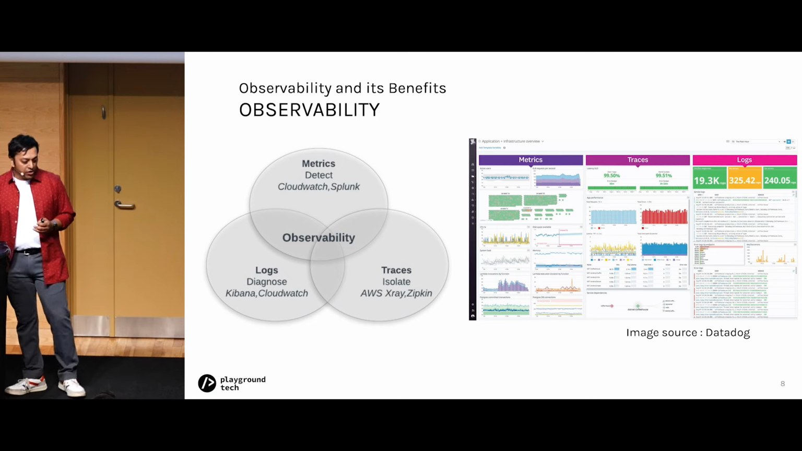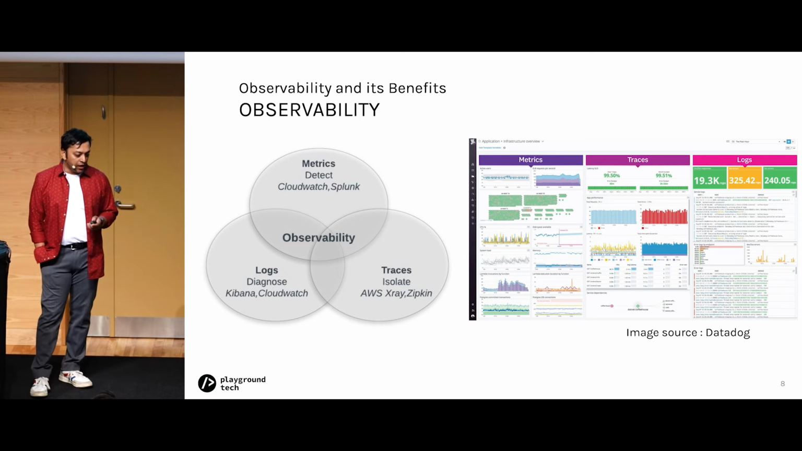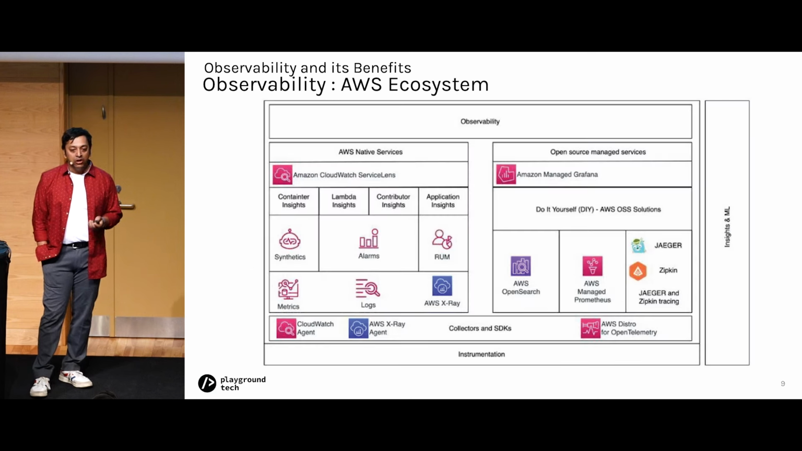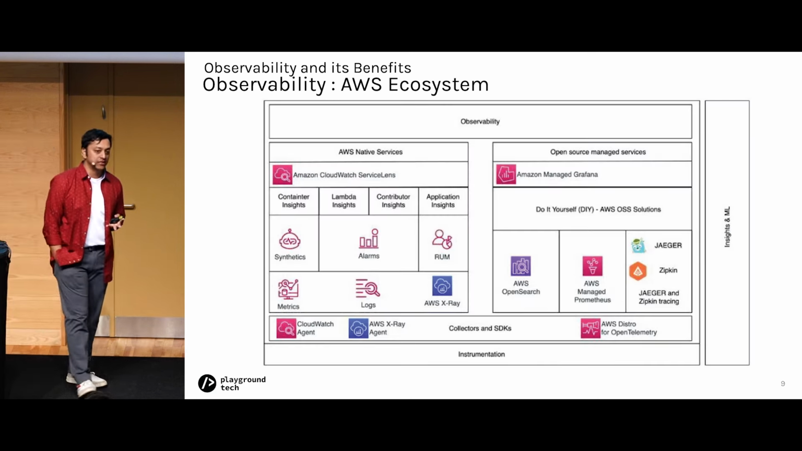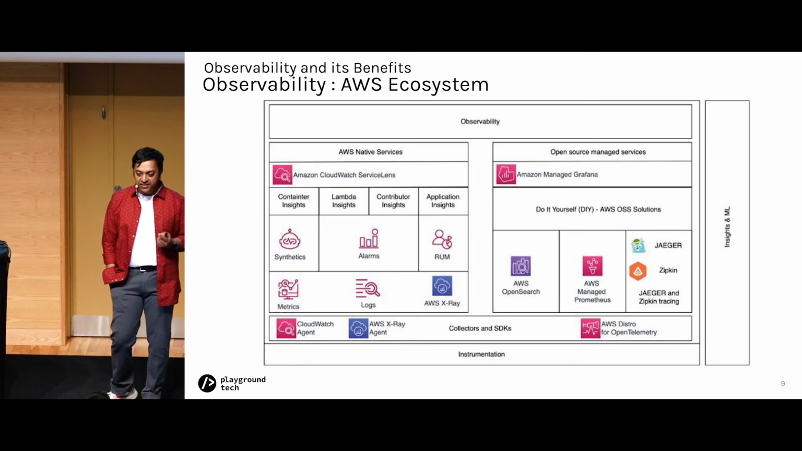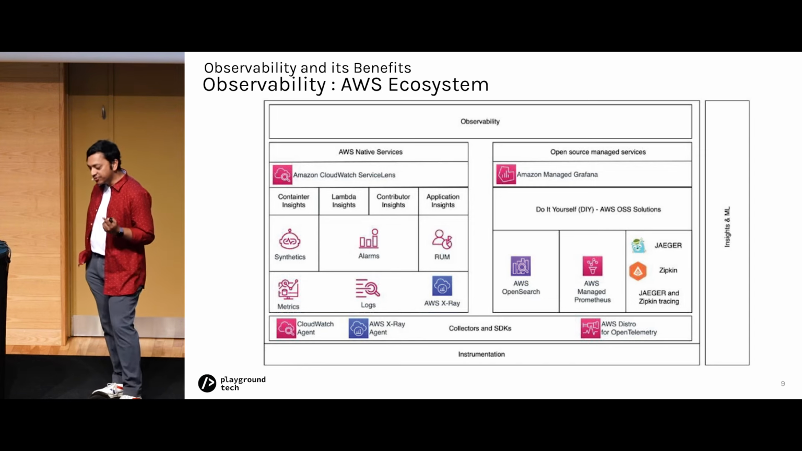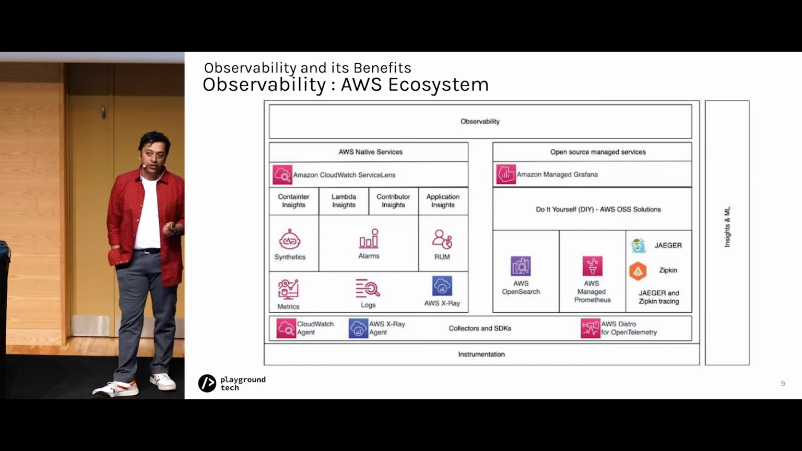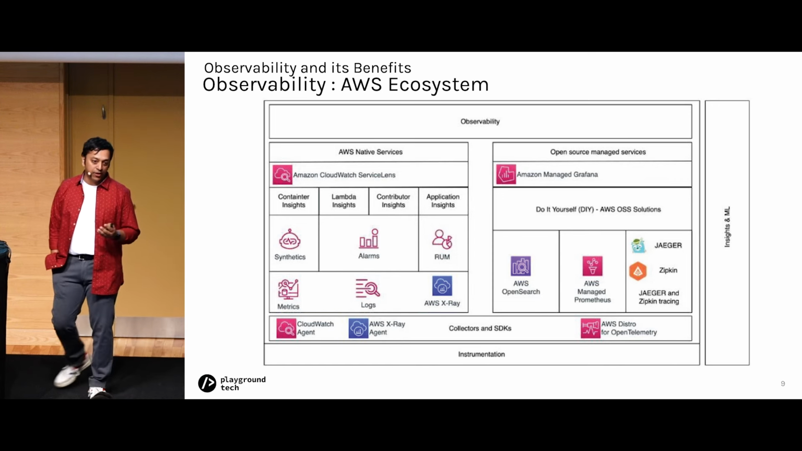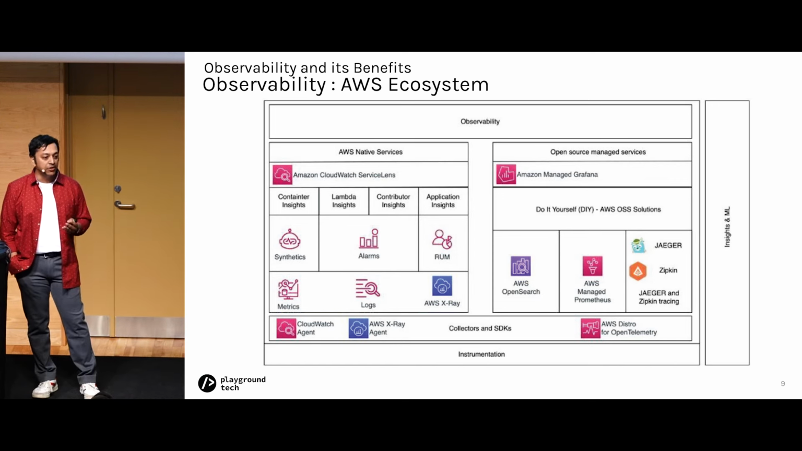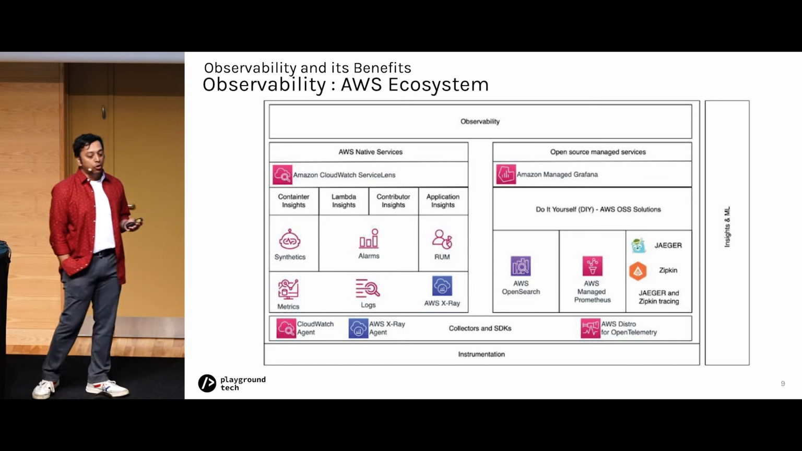Now moving on to AWS. So how does AWS help us in this? There are three main facets when it comes to observability. The first is AWS has its own managed services. So it has CloudWatch, it has something called RAM. So you can check the observability, you can check the metrics or the behavior on those.